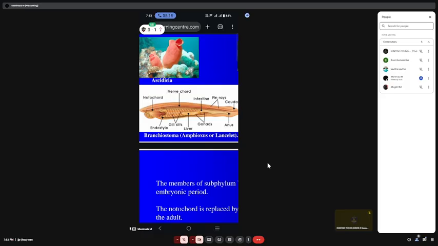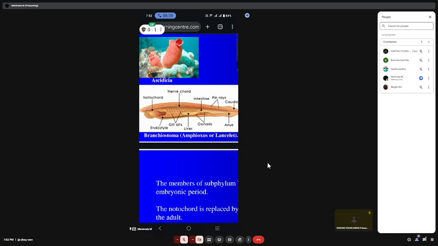The next thing is that the notochord is present in the larval stage in Urochordata. Later it disintegrates when it reaches the adult stage. But in Cephalochordata, the body is very small and it is a fish-like organism. They look fish-like.